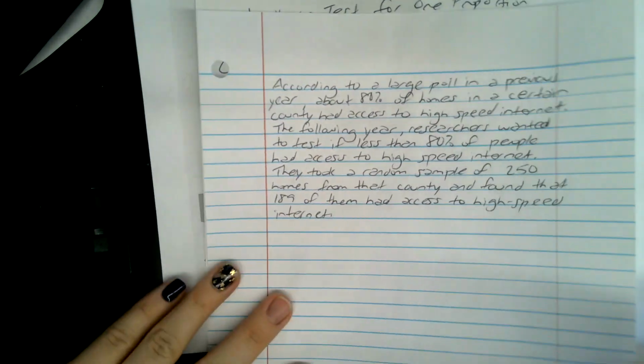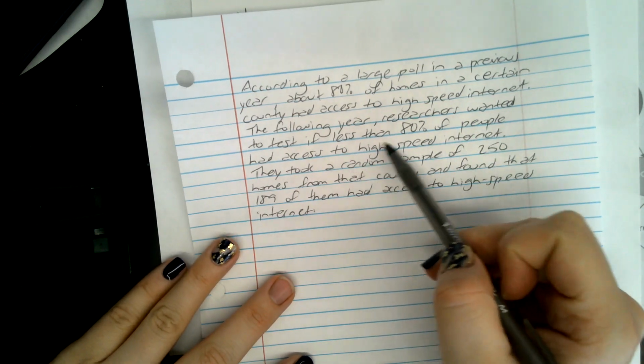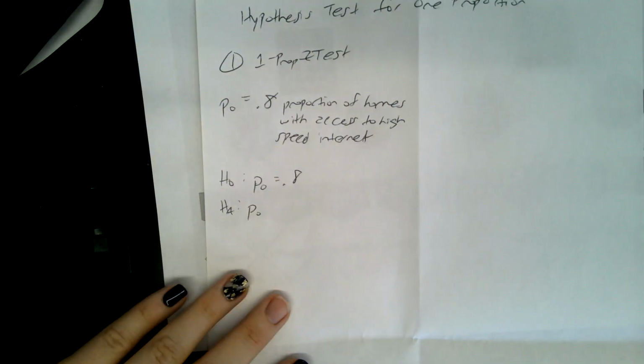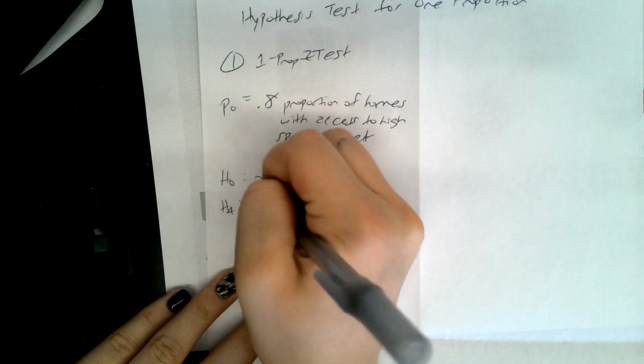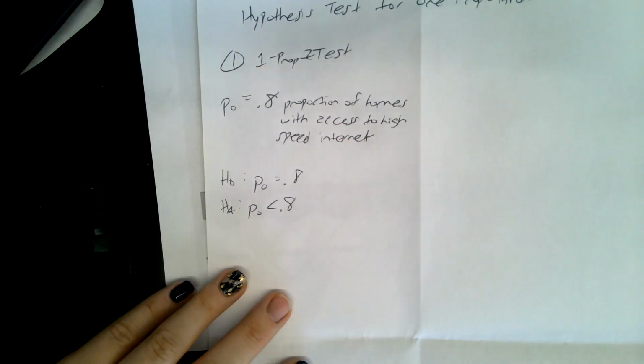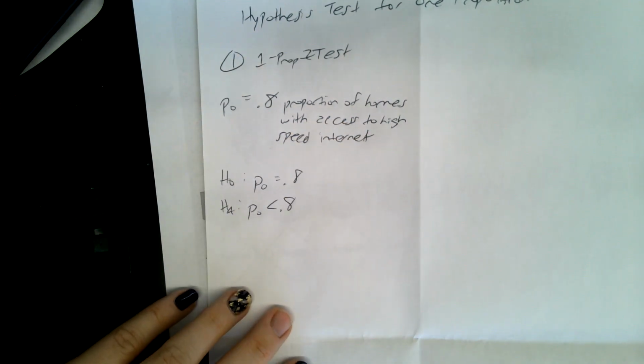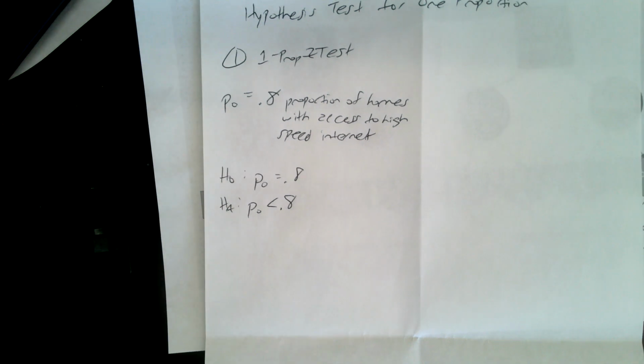So here it says they are testing if it is less than 80%. So I'm going to say less than 0.8. And that will be all of the things I'll put in box 1. Box 2, I'm going to check those conditions.